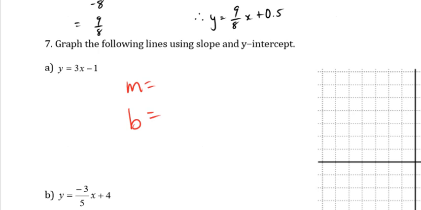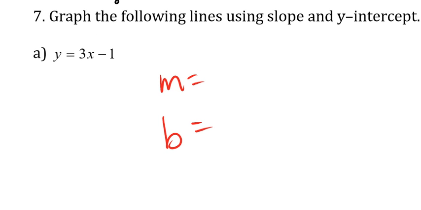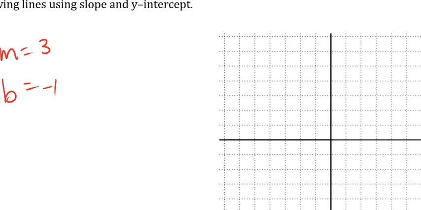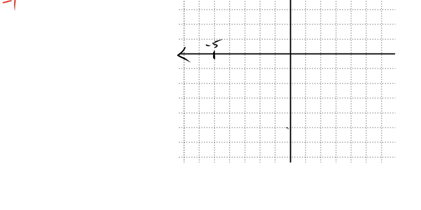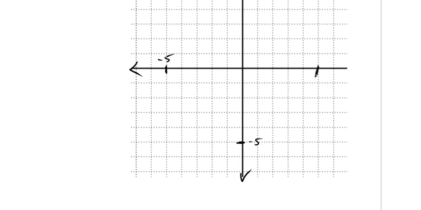What is the slope of that line? Tamara, do you know? 3. It's always the thing in front of x, right? It's the coefficient of x. So b is the negative 1. What is b? It's the y-intercept. So I'm going to add a scale to this. 1, 2, 3, 4, 5.